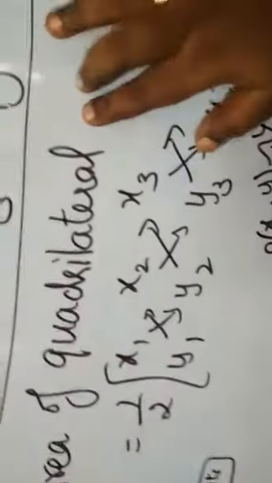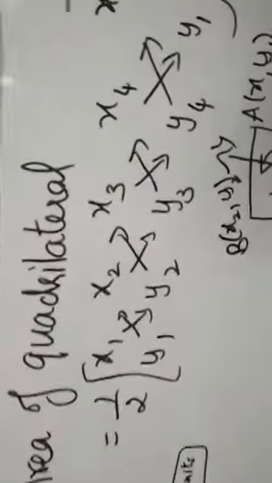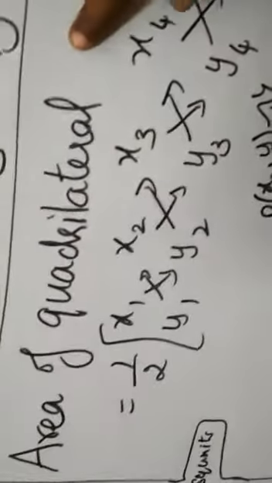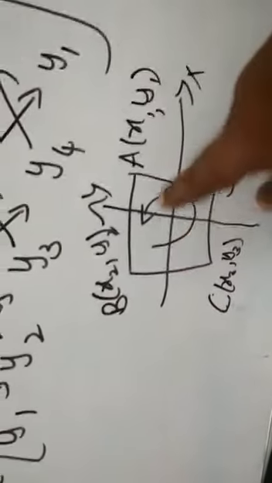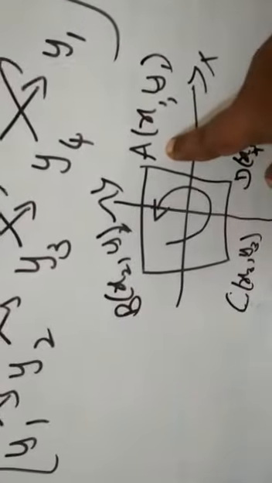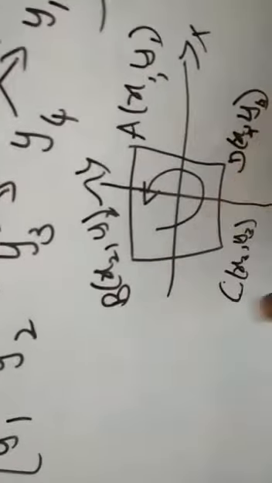Okay. Next, area of a quadrilateral. What is a quadrilateral? A quadrilateral is a 4-sided closed figure. For example, square, rectangle, parallelogram, trapezium, and many others. A 4-sided closed figure is called a quadrilateral. So, if you know all the 4 vertices of any quadrilateral, here also the same, we have to use the anti-clockwise direction. I have marked the 4 vertices of a quadrilateral as A (x1, y1), B (x2, y2), C (x3, y3) and D (x4, y4).